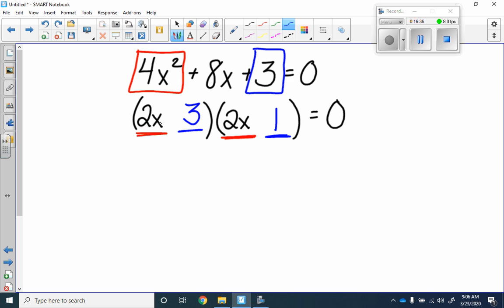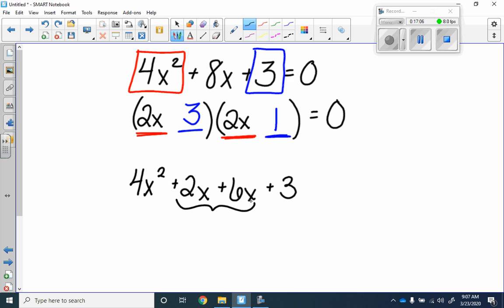Now the whole thing behind this is guessing and checking. I've made my guess. Now I have to go through and check it. So I would do the foiling. 2x times 2x gives us 4x squared. 2x times 1 gives me 2x. 3 times 2x gives you 6x, and 3 times 1 gives you 3. So when I look at this, do I end up with the same values that we had to begin with? I look at the 2x and the 6x, and the good news is that that adds up to 8x. So I have the correct factors right here.